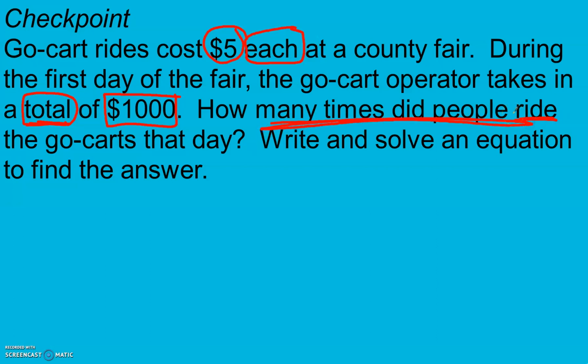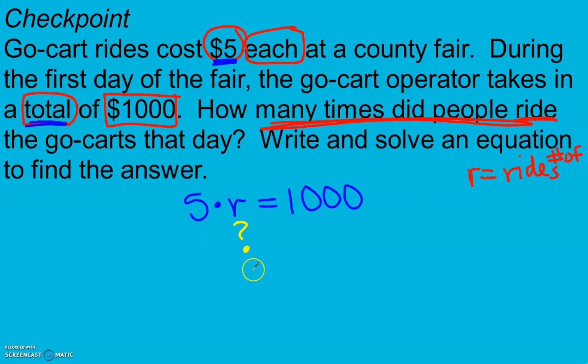So we're going to write and solve an equation. What I'm looking for is how many times they rode. So R is my number of rides. I know that it's $5 each, which means I'm going to multiply by the number of rides because every time it was $5. And that got me a total, so it equals $1,000. Now, I want to know what can I multiply 5 by to get to 1,000?